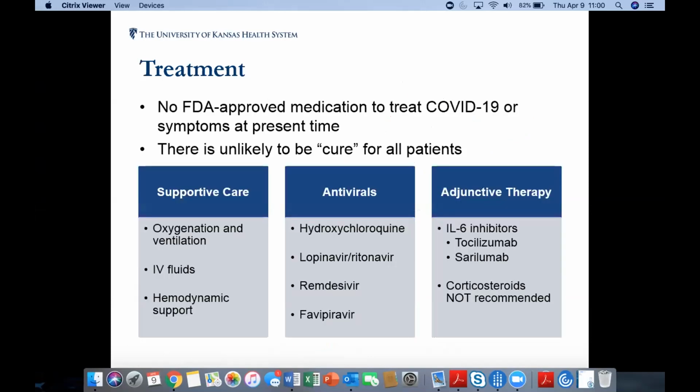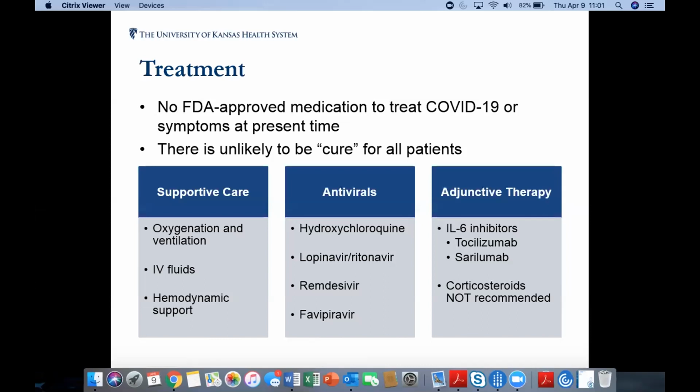So one thing I do want to mention about treatment is there is no FDA-approved medication to treat COVID-19 or symptoms at present time. And I don't think there is likely to be a cure for all patients, unfortunately. And just knowing what we know about respiratory viral pathogens in general, I think at best our antiviral medications can maybe be associated with a faster time to clinical resolution and maybe in some small subset of patients prevent severe disease progression, but I don't think there's ever going to be an overwhelming mortality benefit for all subsets of patients. So I think it's just, as pharmacists, we need to manage our expectations as to what antivirals can and cannot do for these patients.